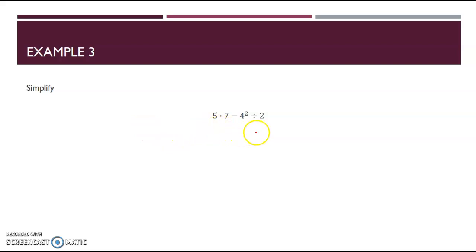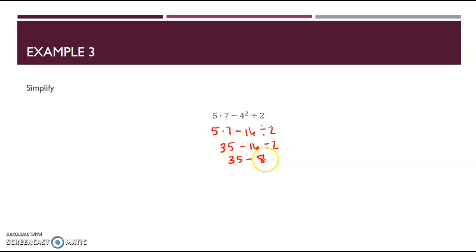So here's example 3. I look at it, there are no grouping symbols. So then I go for my exponent, which is right here. So I'm going to rewrite: 5 times 7 minus 4 squared is 16, divide by 2. And then after exponents comes multiplication and division. So I see that 5 times 7 comes first. So I have 35 minus 16 divided by 2. And then as I go through, I see that I have that 16 divided by 2. So the 35 minus stays, and then 16 divided by 2 is 8.